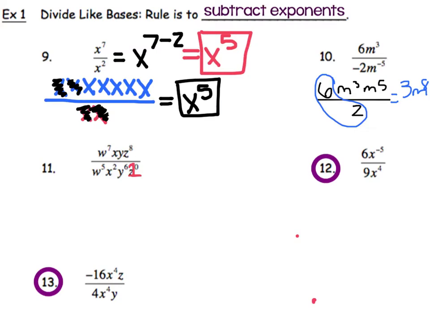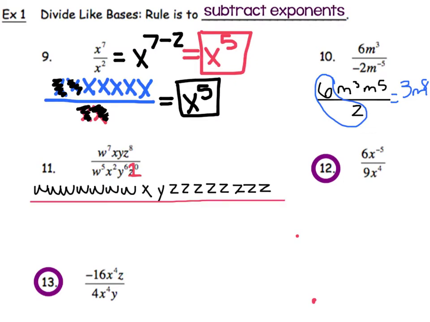So w to the 7th power, I'm going to draw out 7 w's, x, y, and then I have z to the 8th power, which means 8 z's. Okay, and that is all supposed to be divided by w to the 5th power, so I'm going to draw 5 w's, x squared, which is 2 x's, y to the 6th power, which is 6 y's, and z to the 0 became the number 1, so really there's nothing there. So let me go ahead and do that. And now I look to cancel.